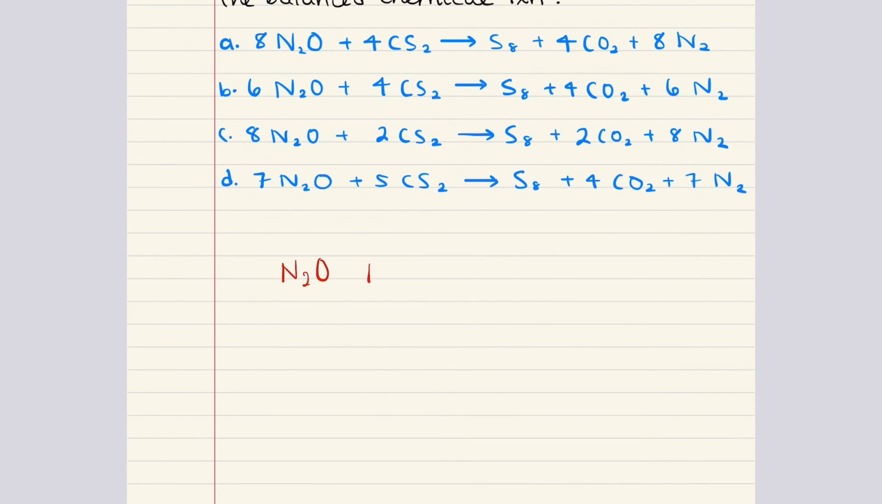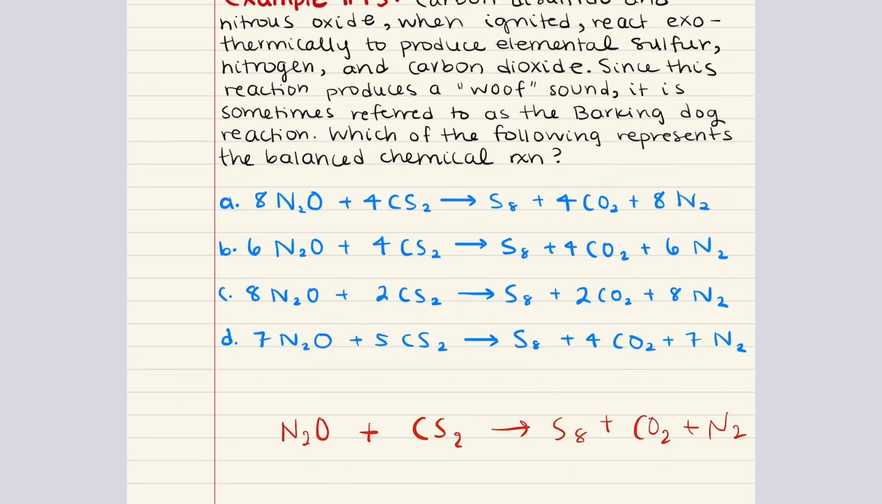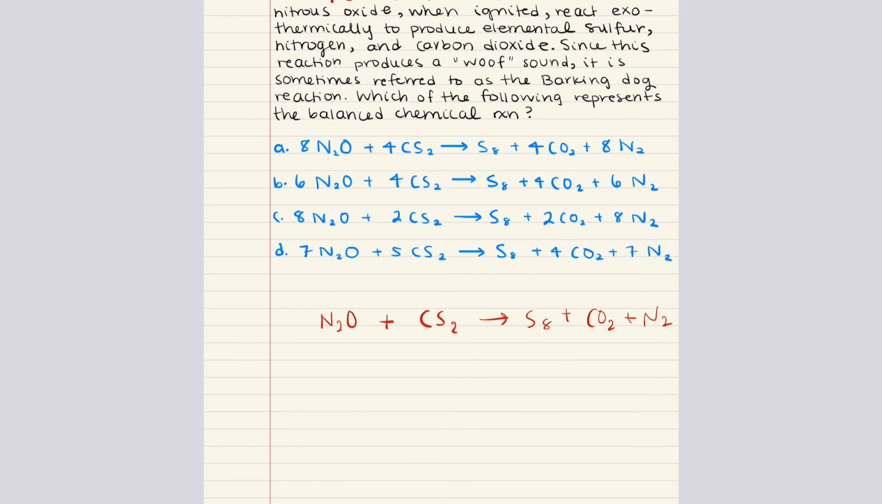All right. N2O plus CS2 gives us S8 plus CO2 plus N2. And we're going to go ahead and balance this reaction ourselves and then find the option that has the same coefficients as we determined. Let's start with sulfur. We have 2 sulfur atoms in the reactant side. We have 8 on the product side. So we're going to add a coefficient of 4 right here to make sure that it is balanced.